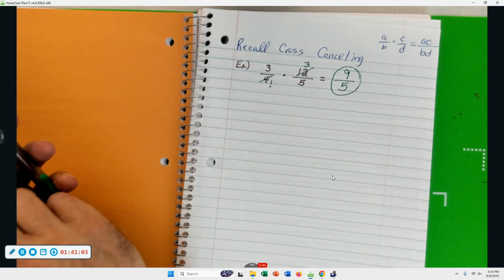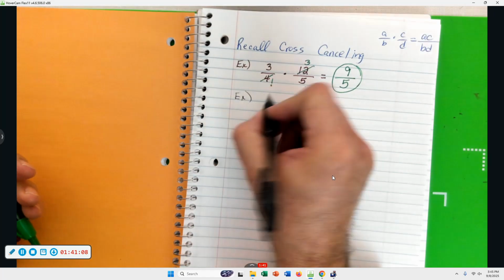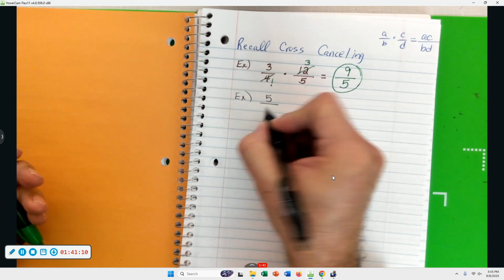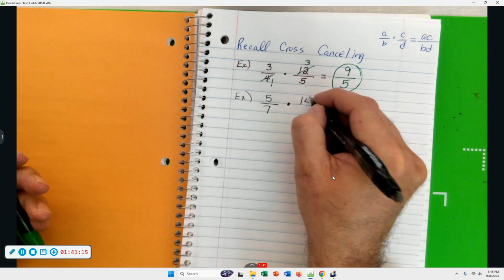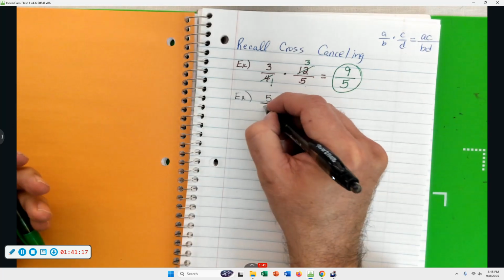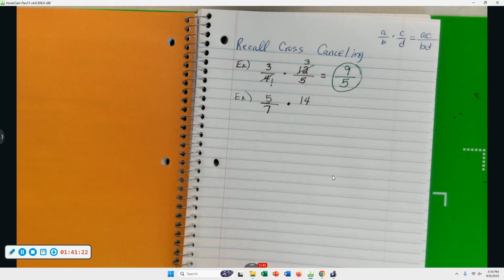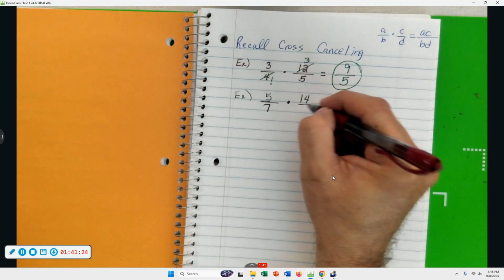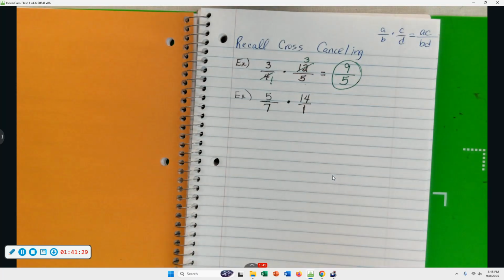What about multiplying a fraction and an integer? Suppose we had this. 5 over 7 times 14. Well, we could sure think of that 14 as 14 over 1. And can we do the cross-canceling? Rather than multiplying straight across, I like to do the cross-canceling. What can I cross-cancel?